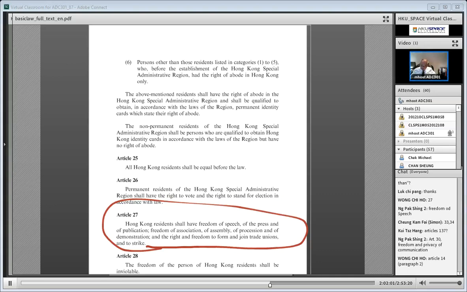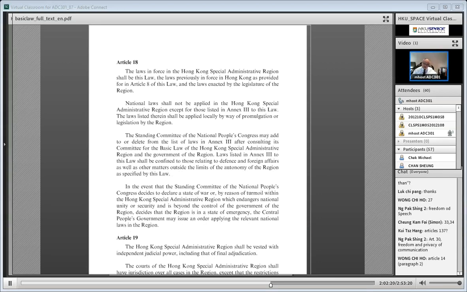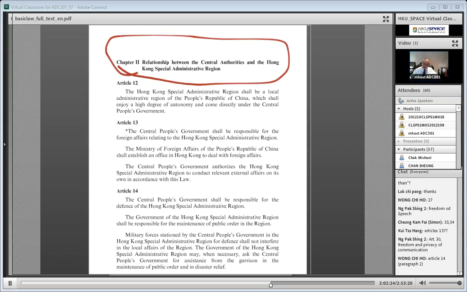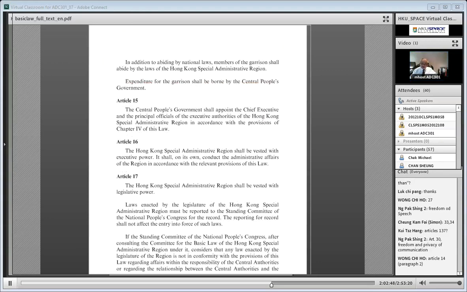Question 11 is, the maintenance of public order is the responsibility of the government of Hong Kong SAR. So, yes, Mr. Wong says Article 14, there are two. Let's look at it. Article 14, paragraph 2. Well, this is one which again drew a lot of debate. The first paragraph says the CPG is responsible for the defense of Hong Kong SAR. Second, the government shall be responsible for the maintenance of public order in the region. In addition to abiding by national laws, members of the garrison have to abide by laws of Hong Kong SAR.